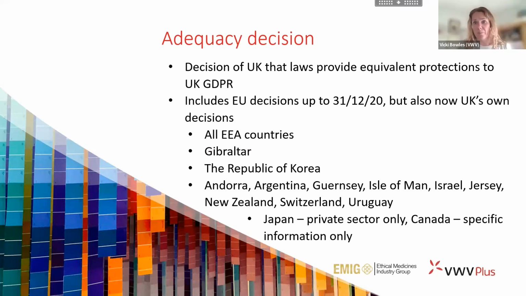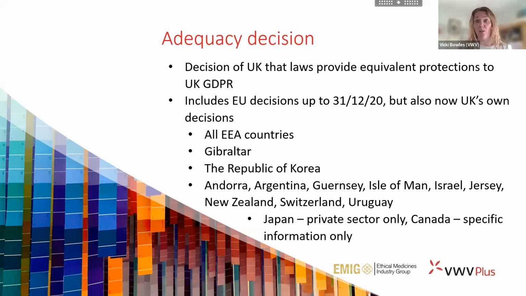Since we left the EU, we get to make our own adequacy decisions, which may be helpful. We're yet to see very many being made, but it's possible that there will be a wider number of countries. But for the moment, it does include all countries based in the European Economic Area. So that's the EU countries plus the extra ones that I can never remember. It includes Gibraltar, the Republic of Korea, and also the ones listed there: Andorra, Argentina, Switzerland, Uruguay, etc. And then there's also Japan and Canada, but it's only specific information.